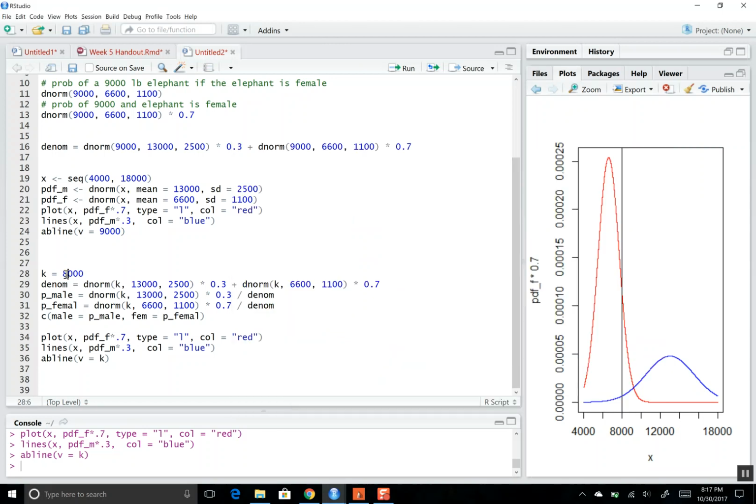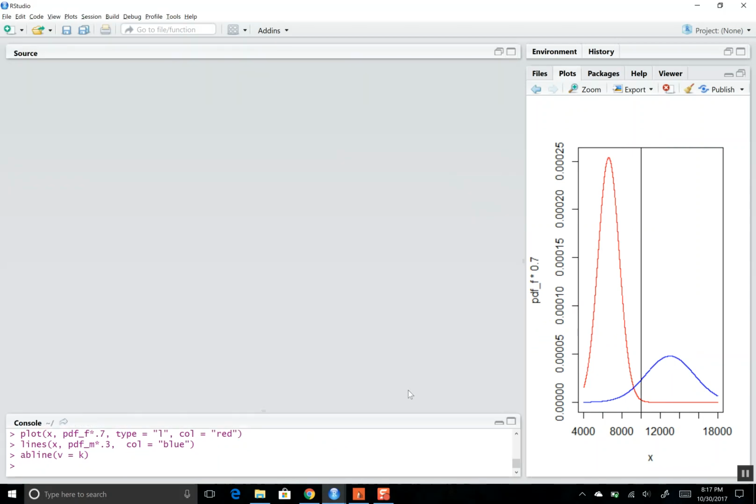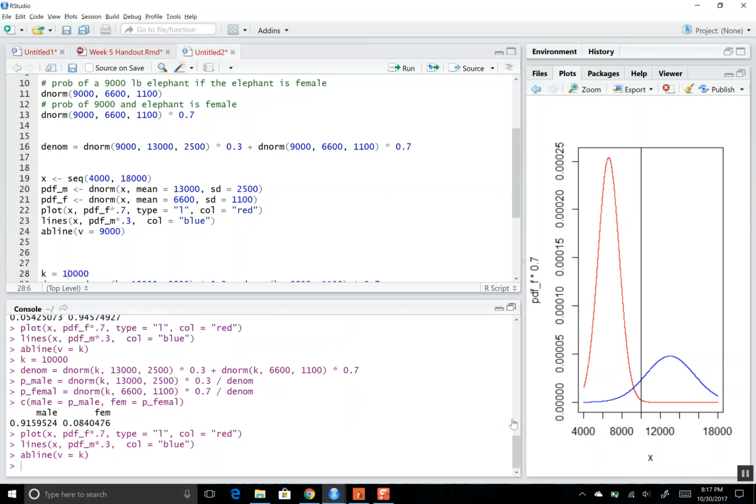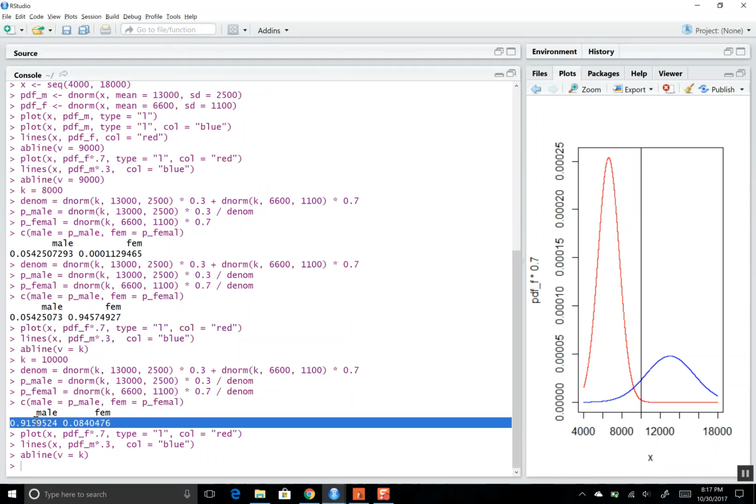Or you know, if I just switch it up to 10,000, over here we get something that's much more likely to be male. So over here at 10,000 pounds, it's now about 92% probability of being male and about 8% probability of being female, right? And that's basically how the Bayes classifier works. Does that kind of make sense?